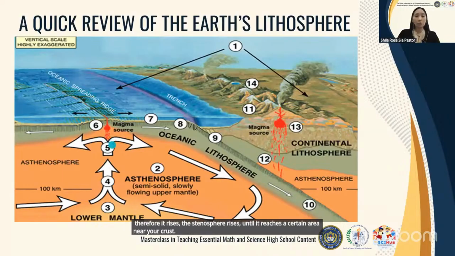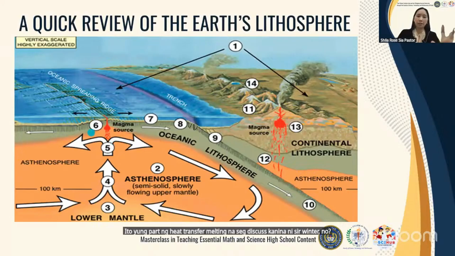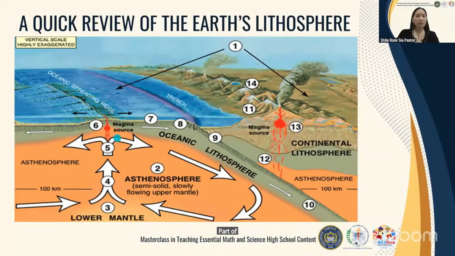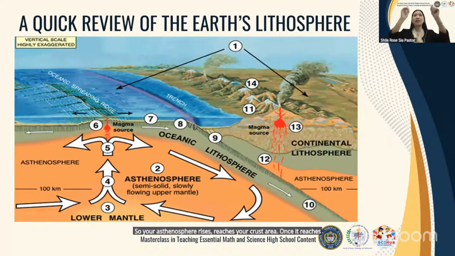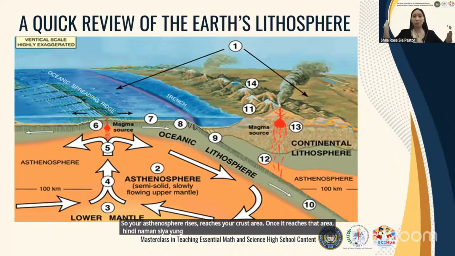This is the heat transfer and melting part that was discussed earlier by Sir Venner, right? Part of it. So you'll have the energy, and your asthenosphere rises and reaches your crust area. Once it reaches that area, it does not totally come out, so it will move to the side. That is why it will form your convection currents.